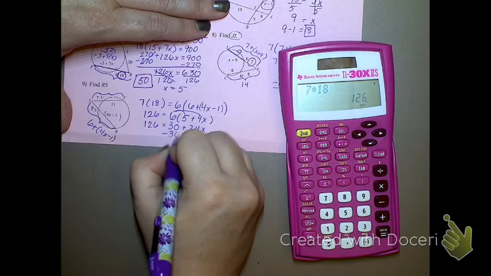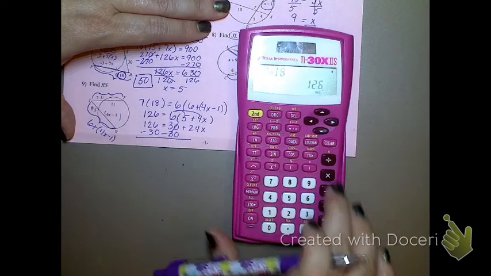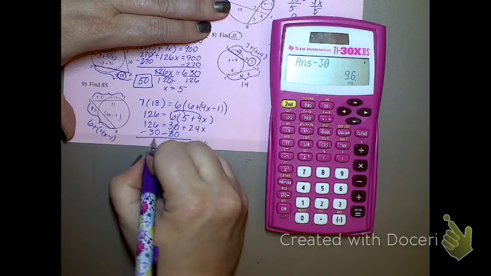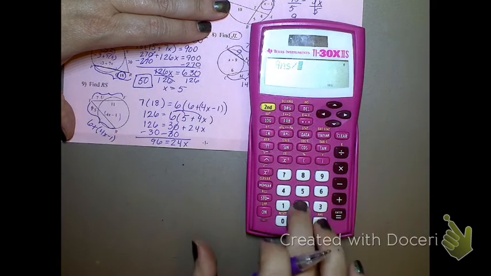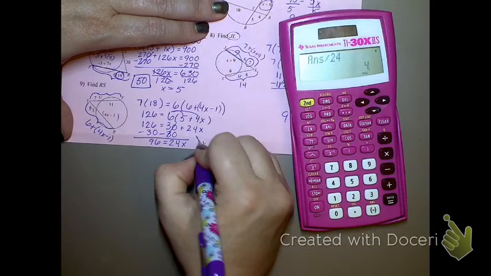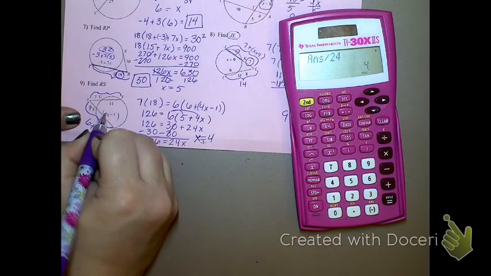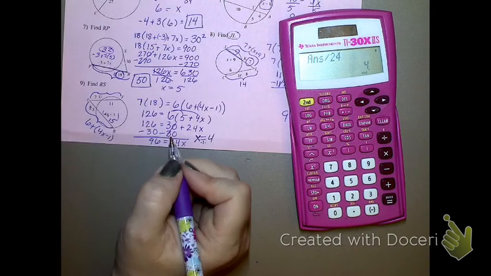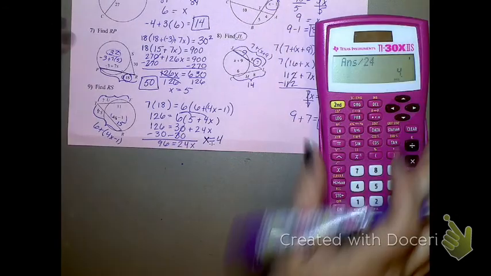Move your 30. 126 minus 30 is 96 equals 24x. What am I going to do? Divide by 24, and I get x equals 4. So if x equals 4, 4 times 4 is 16 minus 1 is 15, so SR is 15. Is that what they're asking for? So my answer is 15.